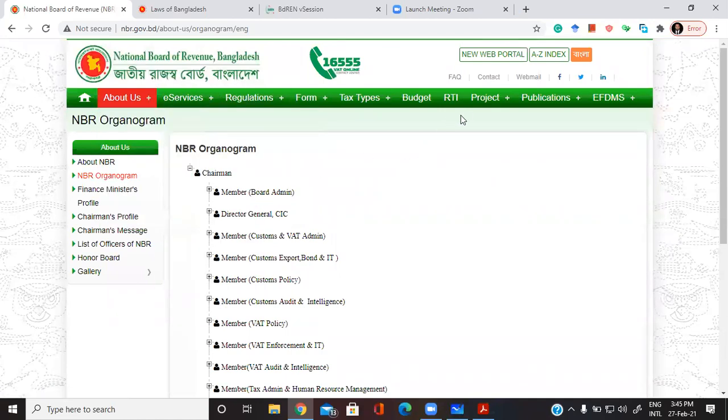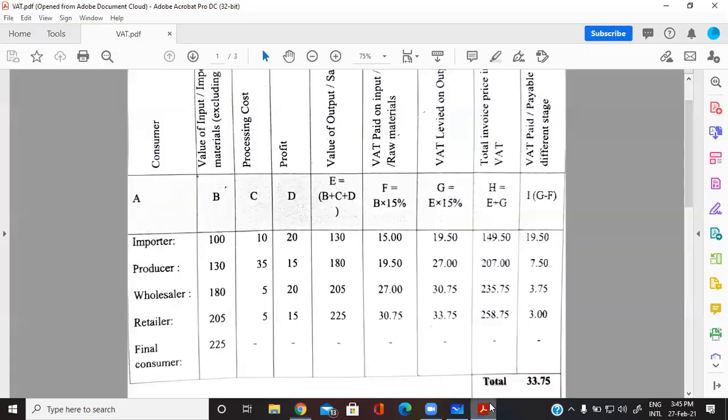I can't recall right now where it has been displayed in their website, but NBR has broadly three wings. In addition to this, there has been another wing. So the three core wings are income tax, value added tax, and the customs duty.